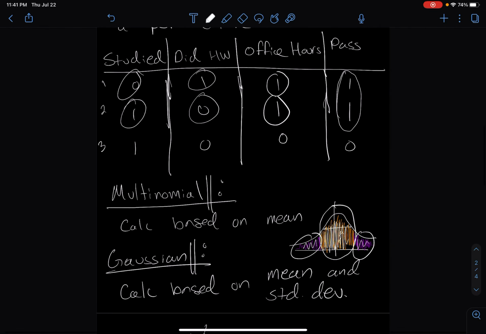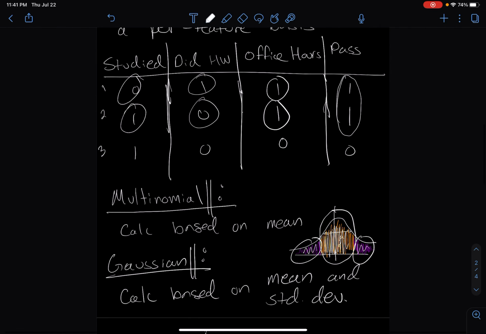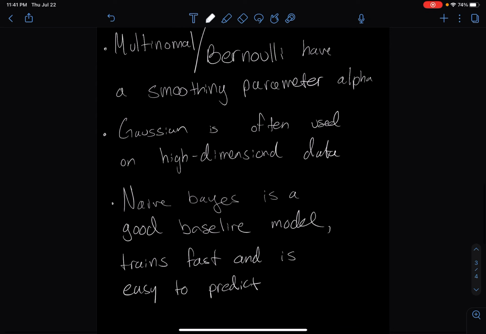Okay, so those are the three major types: Bernoulli, multinomial, and Gaussian. And a little bit of quick notes here just to wrap up. Multinomial and Bernoulli, if you're using these in programming languages or doing them by hand, there is an alpha parameter that's used as a means of smoothing. It's not a highly influential hyperparameter in your model, but rather just something that can smooth out these probabilities so that they're not as rough. It's very similar to regularization in your linear models.